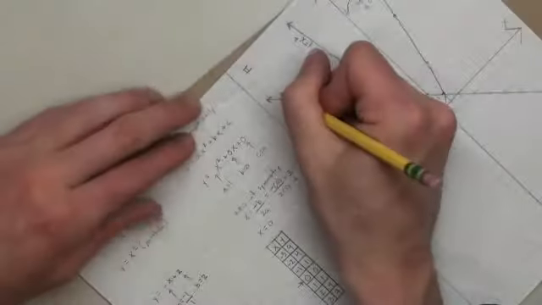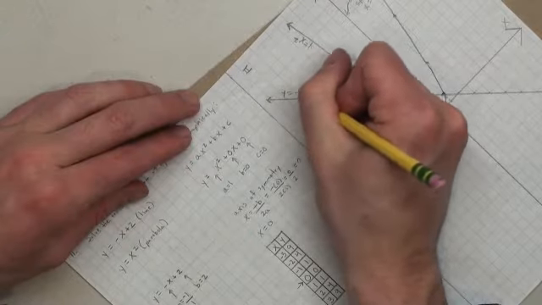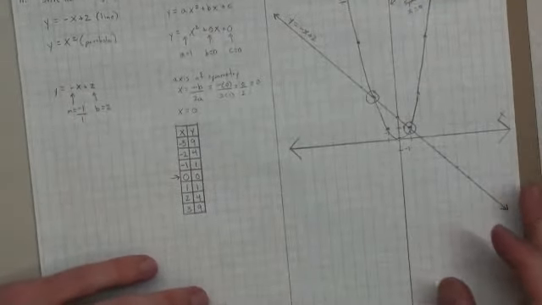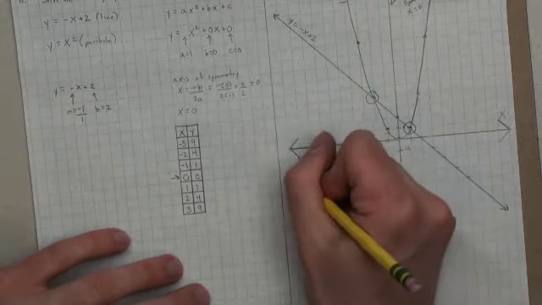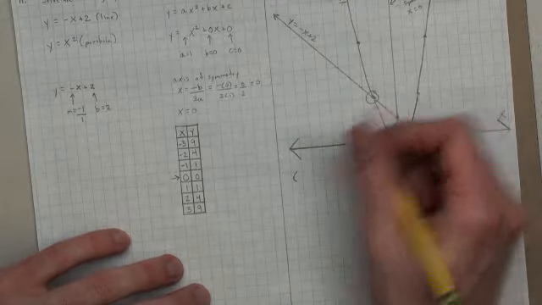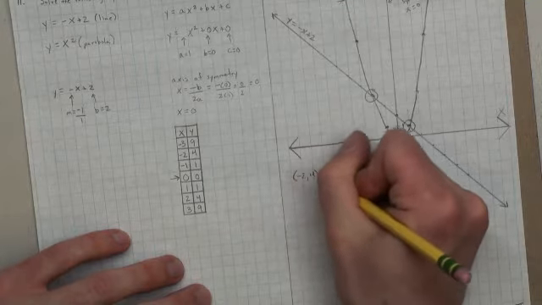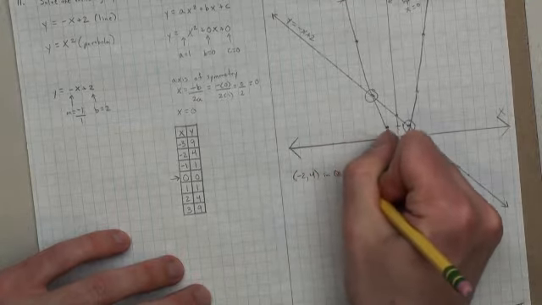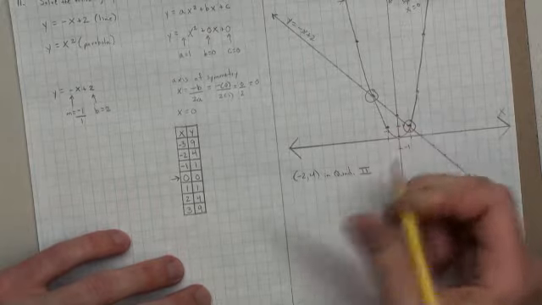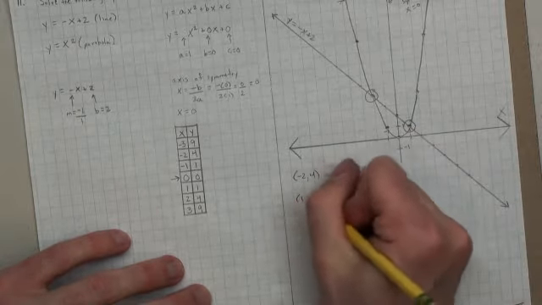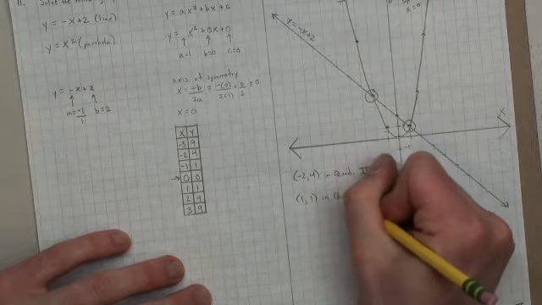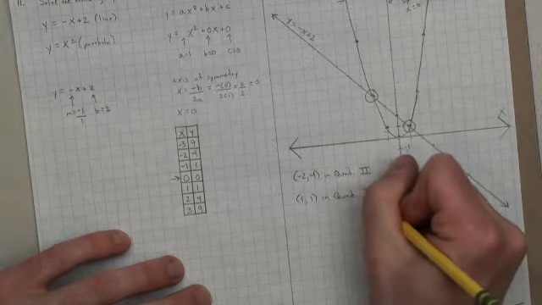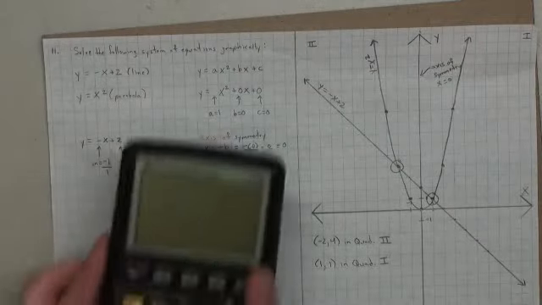I'm going to label this y equals negative x plus 2. Circle the points of intersection, which are the solutions, and let's write them down. Negative 2, 4, which is in quadrant 2, and 1, 1 in quadrant 1. Okay? Before we check them, we're going to check them on our calculator first.